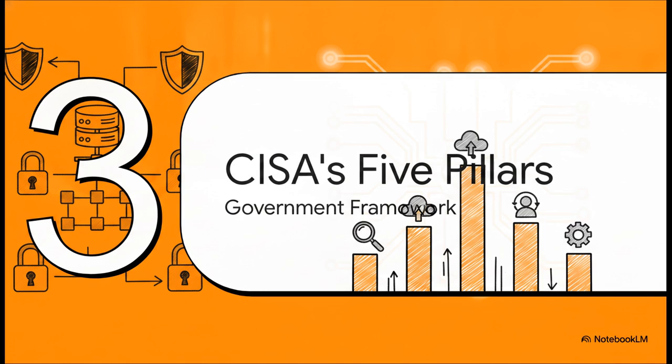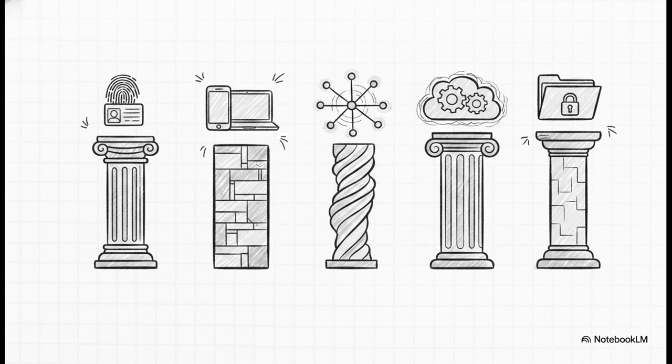Now, to turn this philosophy into actual practice, we look to the Cybersecurity and Infrastructure Security Agency, or CISA. Chapter 3, CISA's 5 pillars. The really crucial point here is that CISA breaks zero trust down into these 5 digestible pillars that organizations have to continuously improve. Because let's face it, you can't just buy zero trust off a shelf.